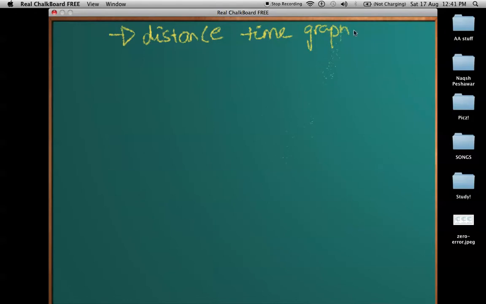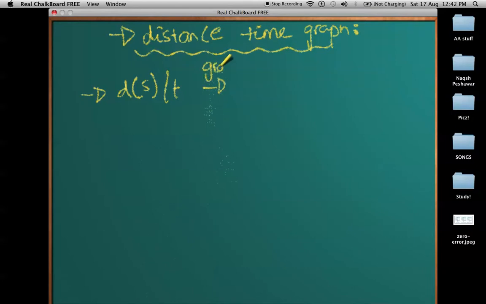So you would ask me, Adil, why did you teach us gradients? I mean, it's not required here. But you are wrong, guys, because it is a very essential part of distance. For a given distance time graph or S by T graph, the gradient of a line gives you the velocity of the object at that point.